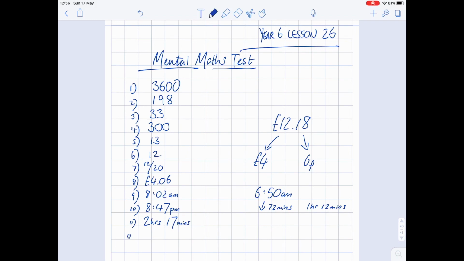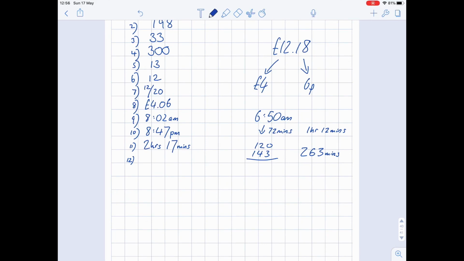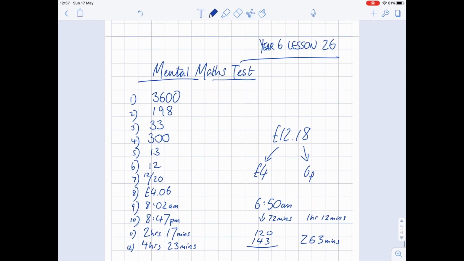Question 12. Right, there's a couple of ways of doing it. How I did it, my 2 hours and 143 minutes added together. So I converted my 2 hours to be 120 minutes, and I added the 143 on. So I've got 263 minutes. So I really quickly worked out how many hours I could take out. 60, 120, 180, 240 is 4 hours. And I've got 23 minutes left. So really well done. If you did that one in 15 seconds, hats off to you.